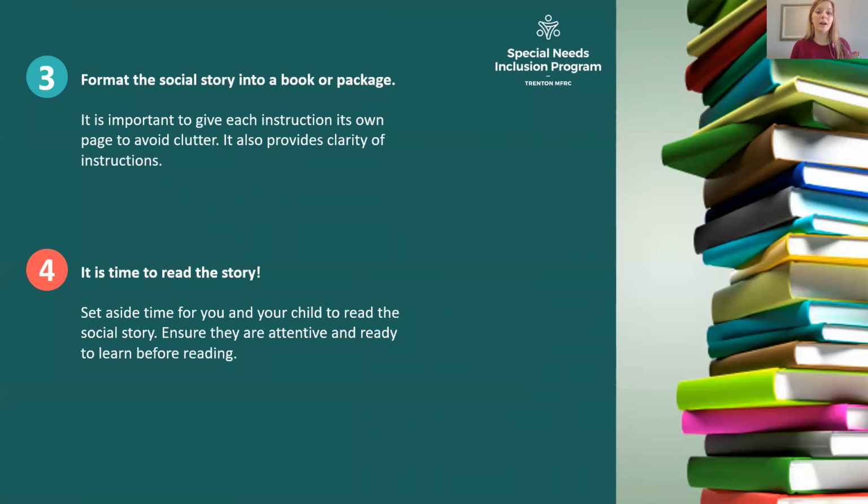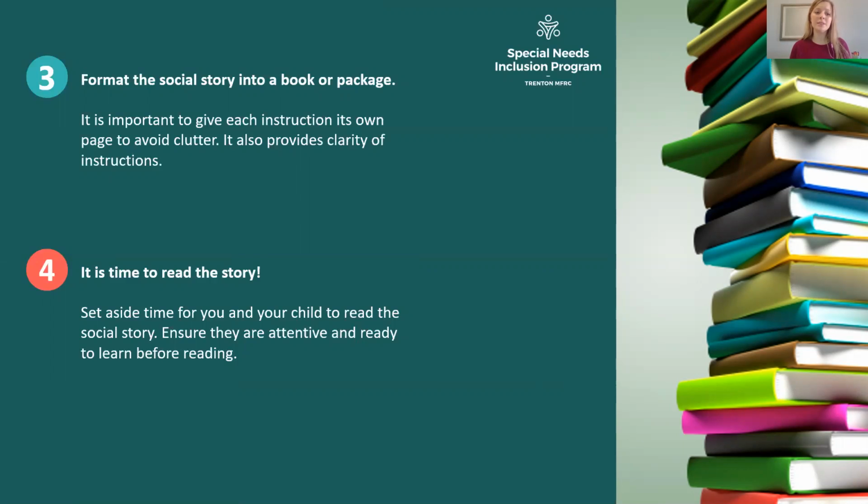So for step three, you want to format your social story. So once you have all your pictures, it's time to give a description of what each picture means and what the expectation is for the child in that step. And then it's time to put that into a story or a package. So in order to do that, you want to ensure that it's minimally cluttered. And what I mean by that is keeping one image and one description per page. So it's very clear and there's not too much to be looking at all at once.